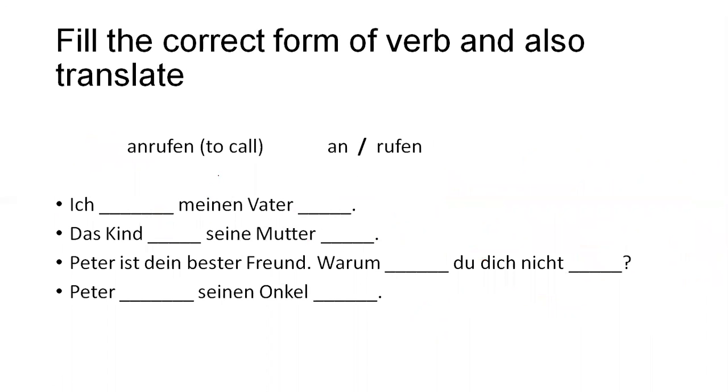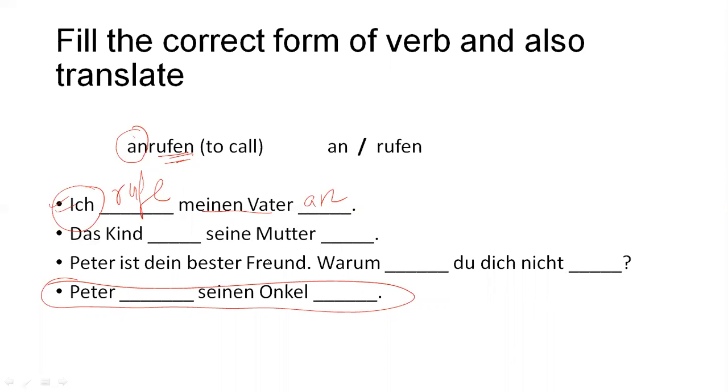Okay, coming to the next one, it says anrufen. What is prefix here? An, and then rufen is a verb. I must conjugate rufen according to the subject, right? So if I talk about first sentence, it says ich, my father, I call my father, right? So an I shall write at the end, and ich rufe, rufe, right? So if we take the fourth sentence, then what shall be the answer here? Peter, I'm giving you four options here. Peter rufe seinen Vater, seinen Onkel, I'm sorry, seinen Onkel an.